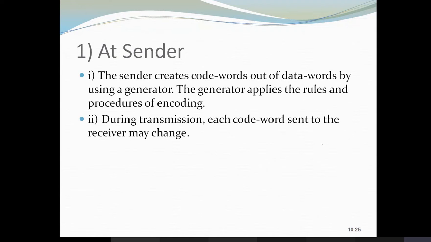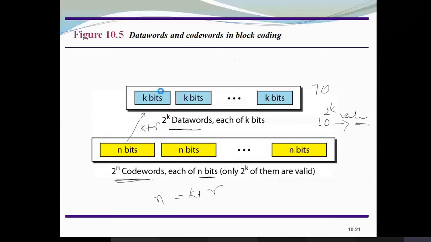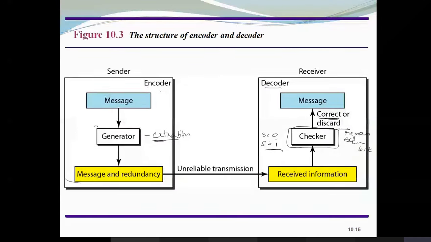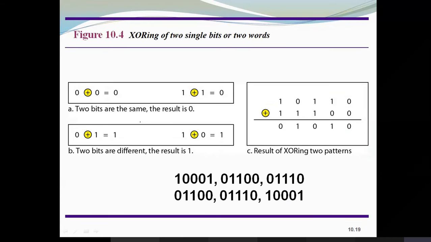So now with respect to block coding, how exactly is it going to happen, the finding out of the extra bits? Let me just explain in brief. The sender creates code words out of data words by using a generator. That diagram I have shown is very similar to that. This is a general diagram, but later I'll explain with respect to the topic. Now I'm going to explain what this generator does in block coding.